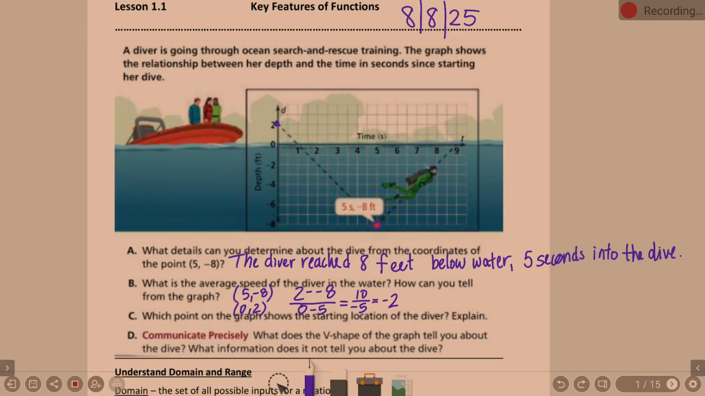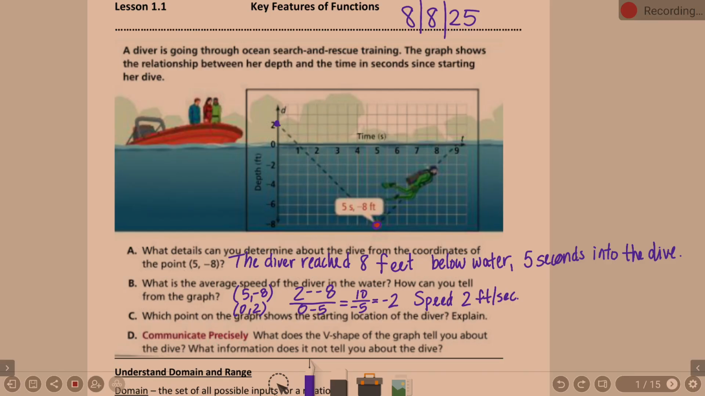Now, the question was, what is the average speed? The average speed, I'm still going to say, is 2 feet per second. We don't traditionally put a negative on a speed. The negative just indicates the direction, so it indicates that she was diving down. We could also throw in the phrase rise over run if you wanted to. Don't worry, we'll get into some slope review at some point.